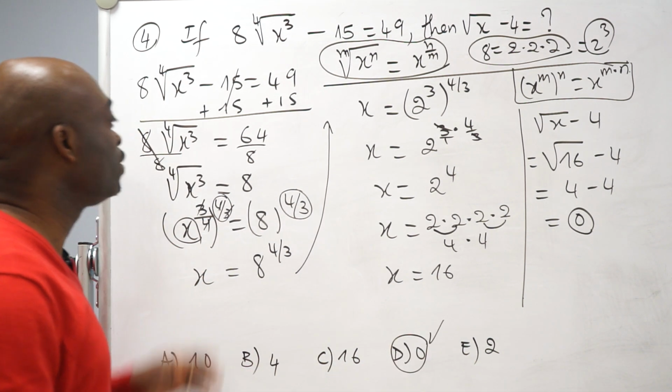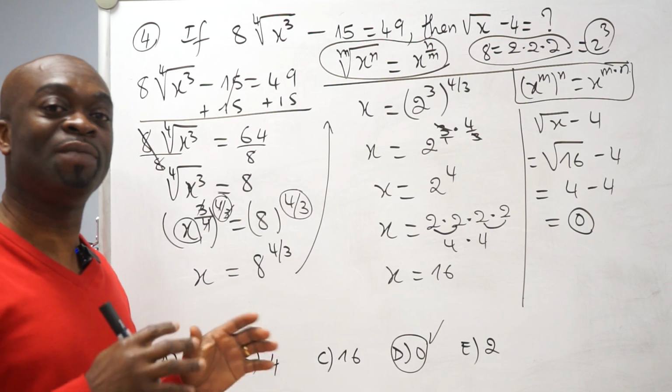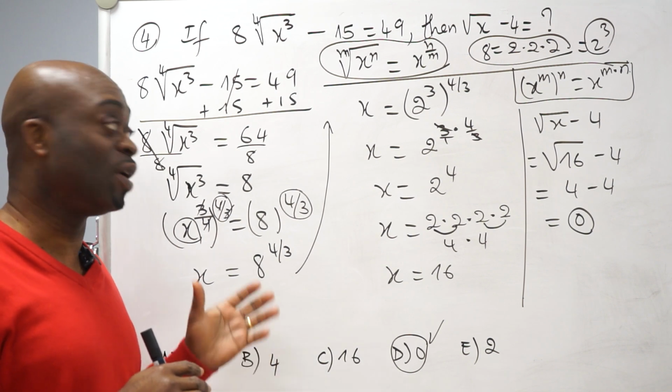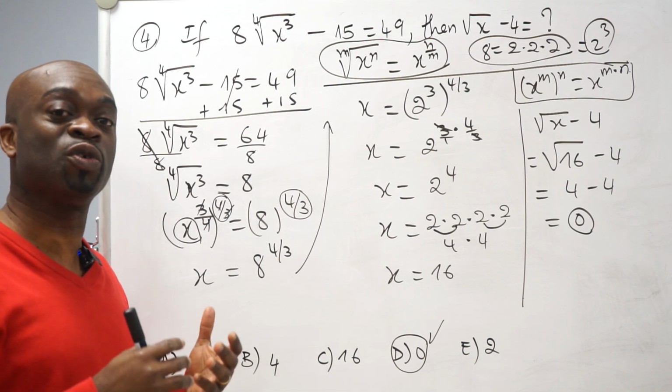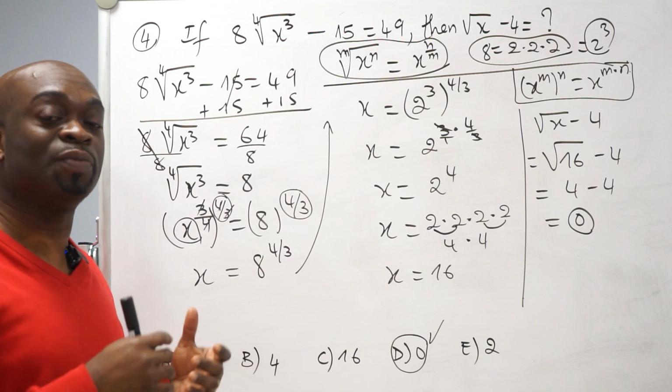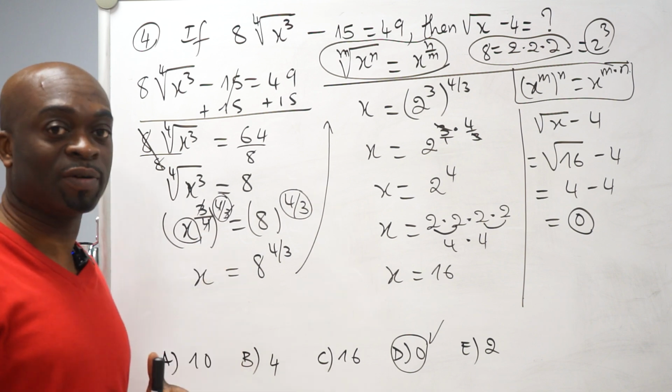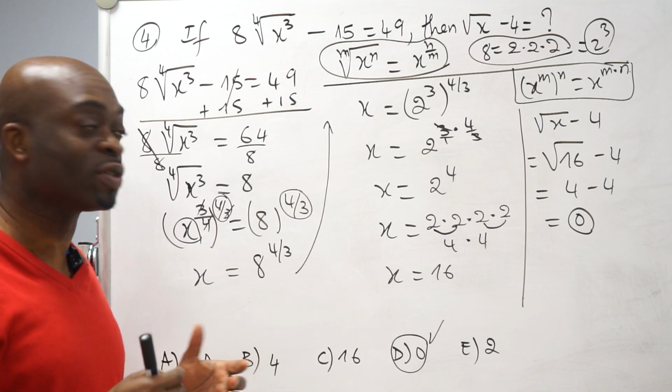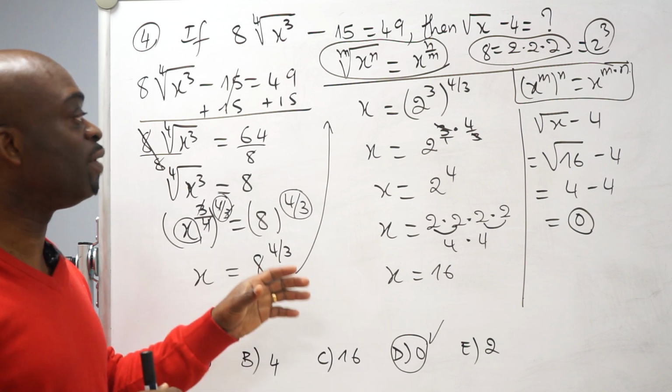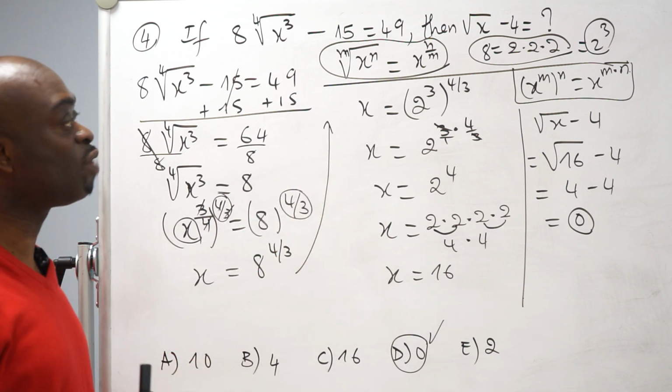So you take your time, you work this out. The main important point in this problem is to be able to work with powers and to be able to work with radicals: square root, 4th root, and all of those kinds of concepts. Very important as you have them. This is what we're trying to do here.